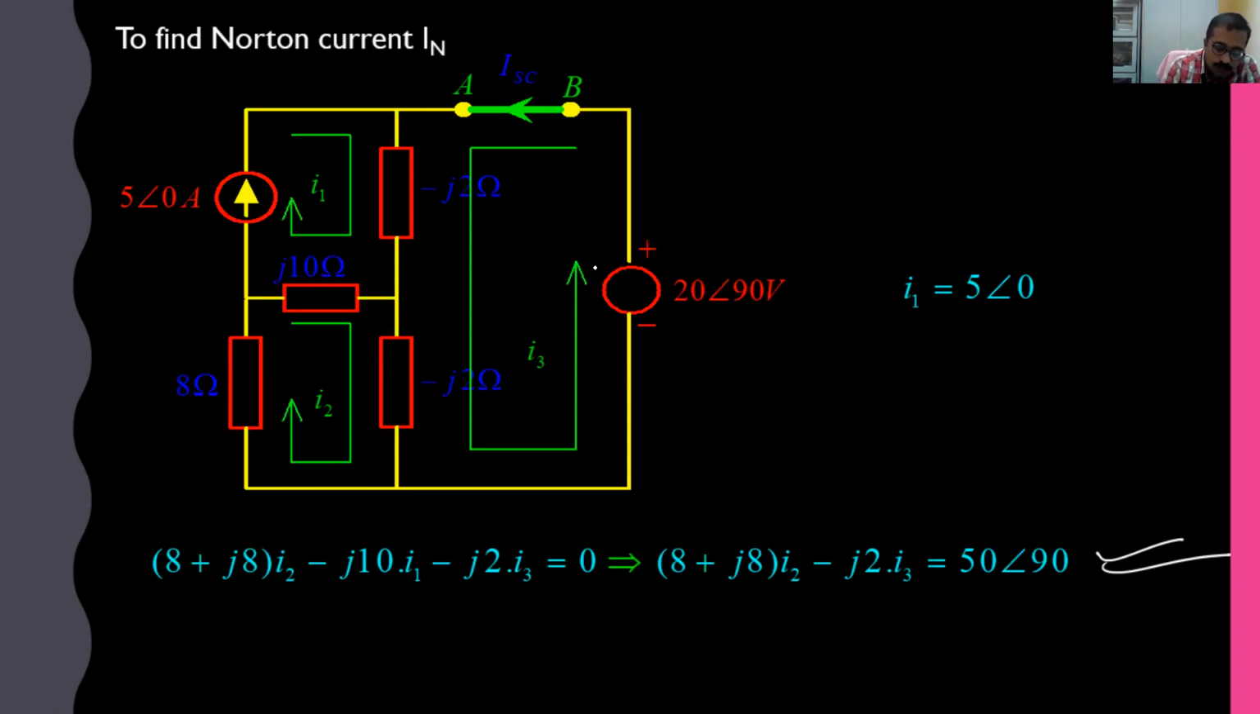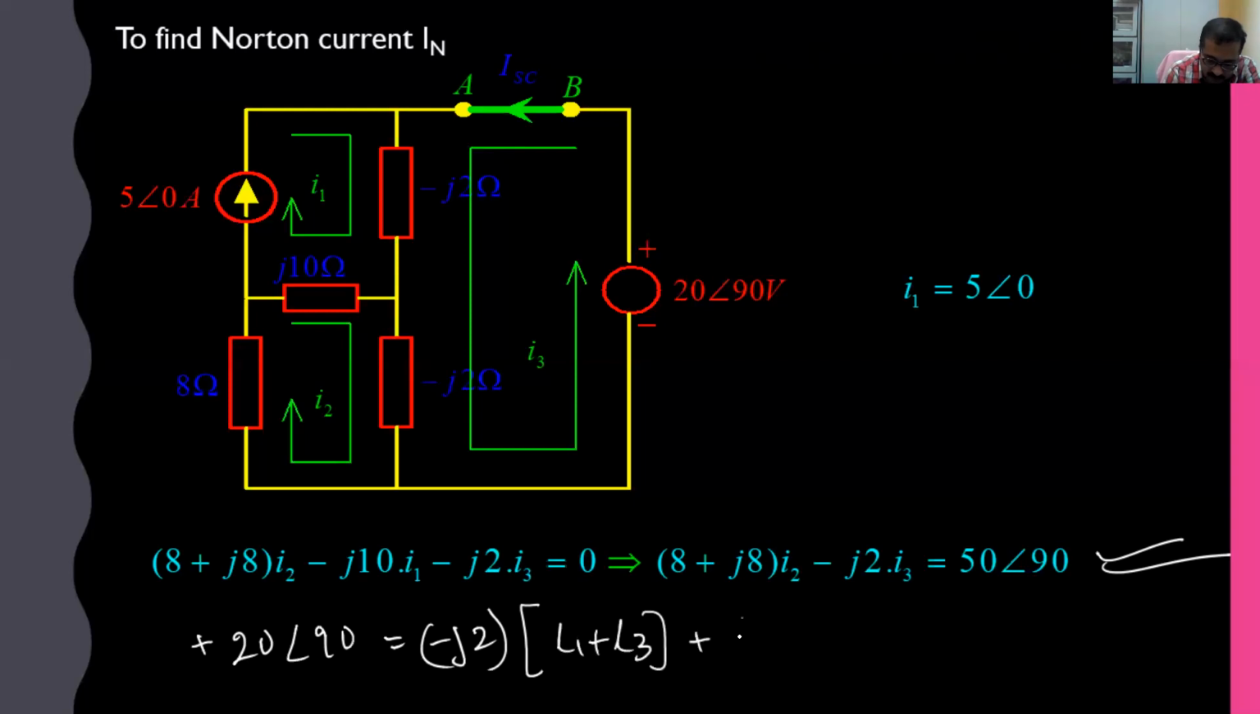Now we consider the third loop. For this assumed current direction, minus to plus is a potential rise. So plus 20 angle 90 must be equal to the sum of partial drops. What is the drop here? The impedance is minus J2. What's the net current flowing through minus J2? I3 and I1 are in the same direction, that means I1 plus I3.